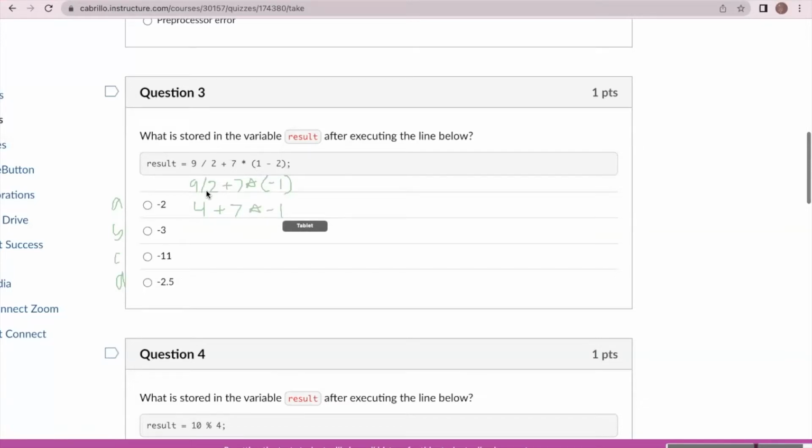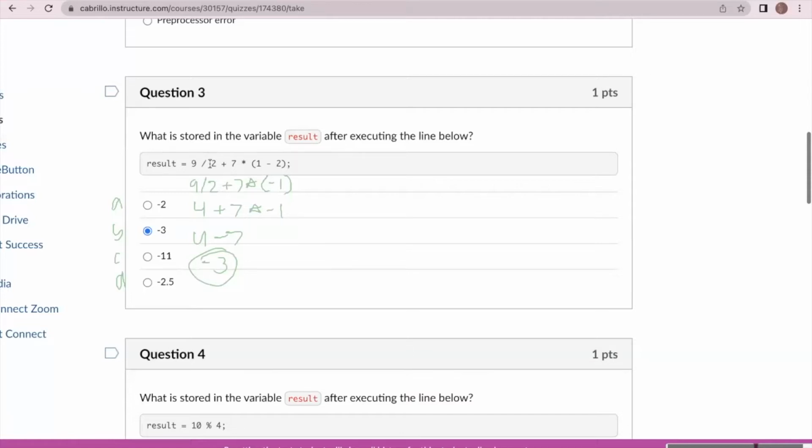All right, so now we're going to do the 7 times -1 part. So it's going to be 4 minus 7, and the result is -3. So -3 would be your correct answer here. And it's all because of this integer division. So be careful when you see this.